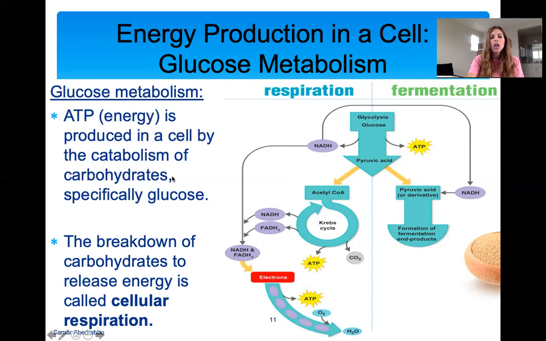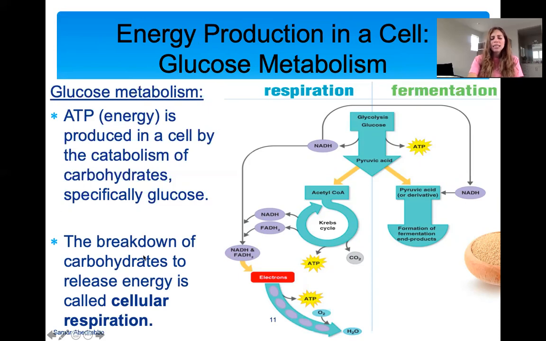Carbohydrates are sugars. We're going to talk about how cells gain energy from breaking down glucose. Or for example, I like to tell my students to imagine why you gain energy when you eat a Snickers bar. A Snickers bar is like all glucose. So why do you get ATP? So we're going to talk about the process.